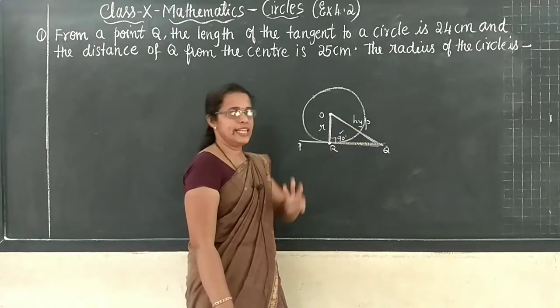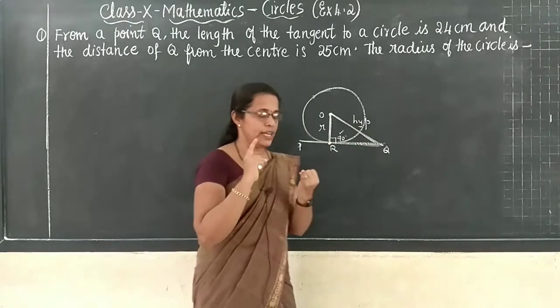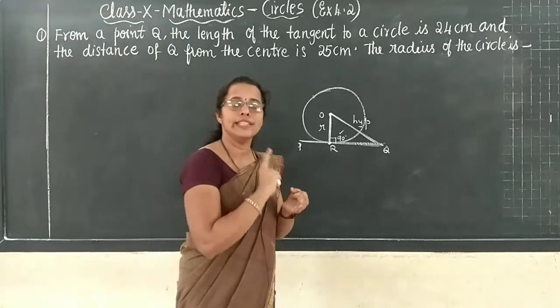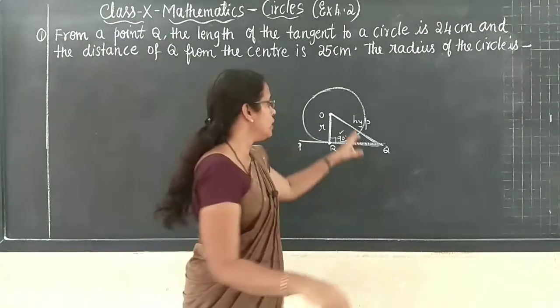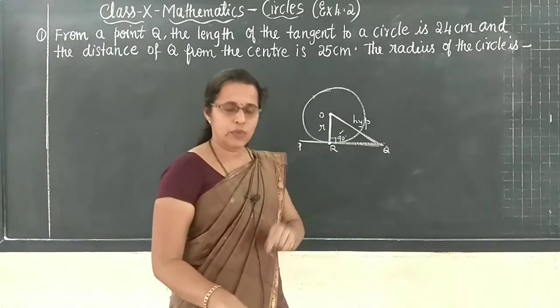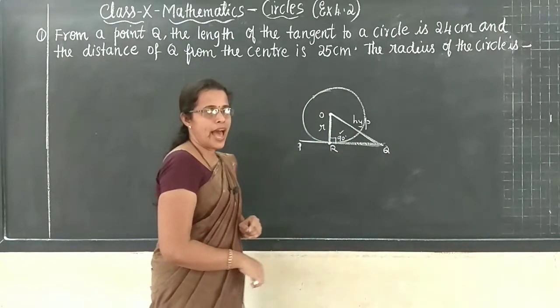So three things we have to find whenever they ask. One is the hypotenuse, another is the tangent length, and the third one is the radius length. So two things will be given, one thing will be asked. For that sake we need theorem number 1 and 2.